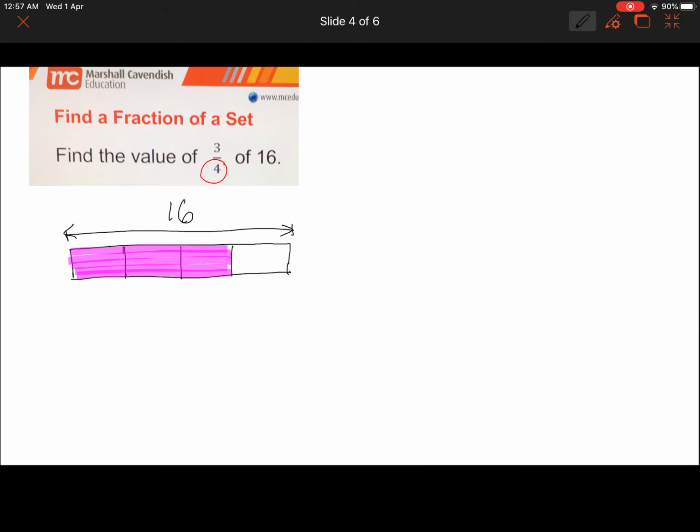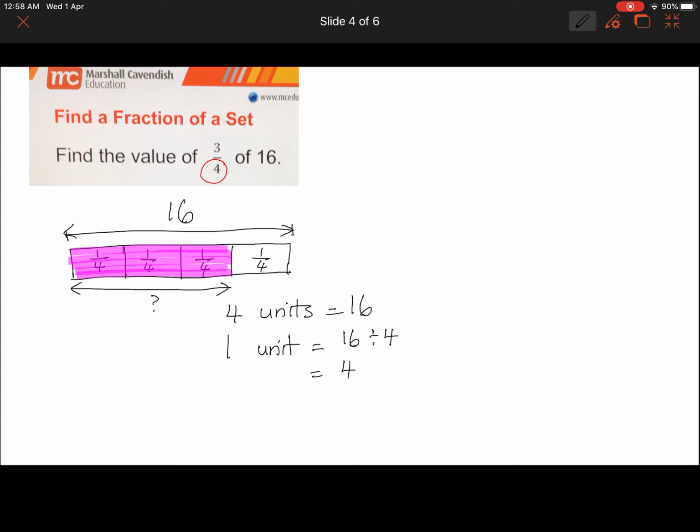Okay. So each unit is 1/4, 1/4, 1/4, 1/4. So they now want you to find the value of the shaded part. So following the same example as the previous question, 4 units is equal to 16. 1 unit is equals to 16 divided by 4. And this will give me 4.